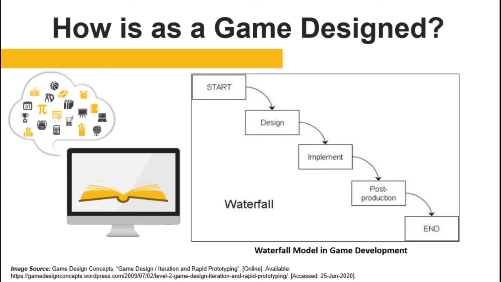Now, how is a game designed? Historically, the first design methodology was known as the waterfall method. First, you design the entire game on paper, then you implement it, either using programming in a video game or creating the board and pieces for a non-digital game. Then you test it to make sure the rules work properly, add some graphical polish to make it look nice, and then you ship it.